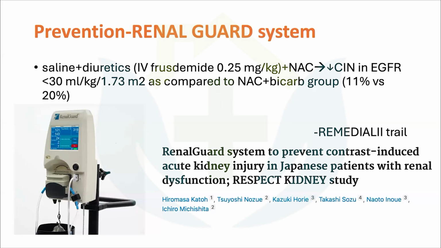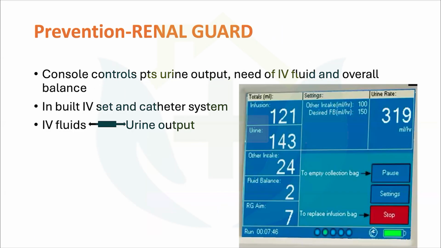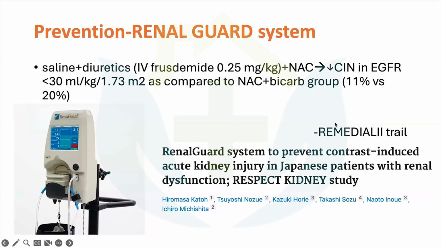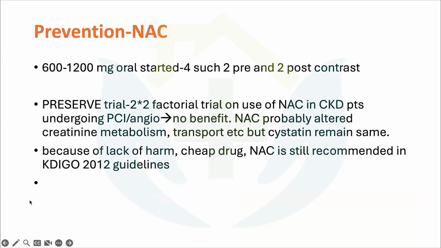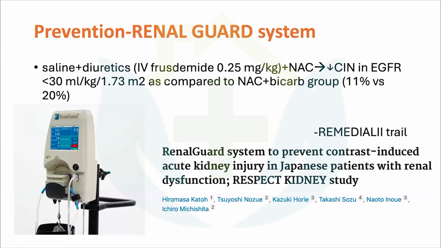Now, coming to something interesting that I've come across: there is something known as a renal guard system, which is being used. It has been used in the case of CIN. However, it has also been used as an extracorporeal blood management strategy in many other cases. It has a console, and an IV drip set connected to the patient, which is single use, and a catheter system specifically attached to the patient's Foley's, and you measure the patient's fluid output.